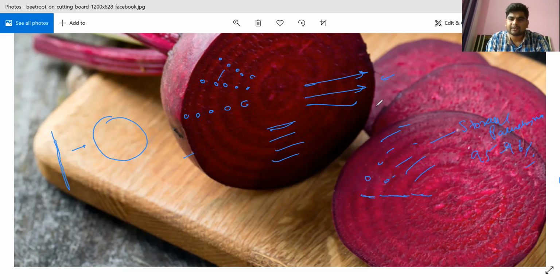The red color of the beetroot is due to chemicals called betalains. They are a special kind of flavonoid or phenolic compound, due to which the color appears red. So that is all about the secondary growth in the beetroot. I hope this helps you understand this topic better.